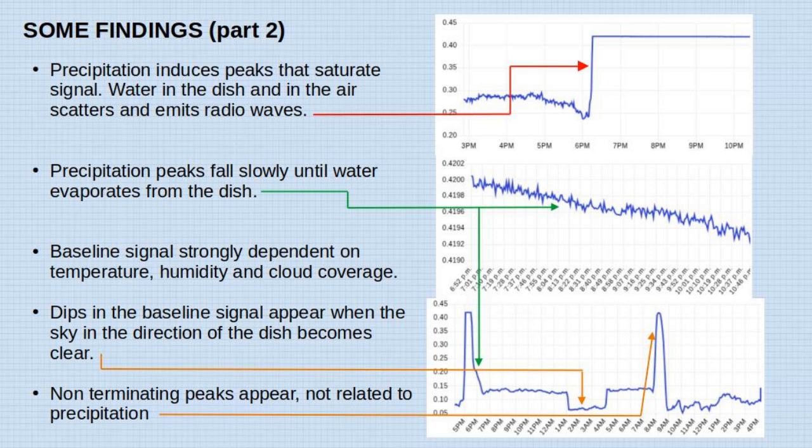The signal depends on many factors such as the sun's position, temperature, precipitation, humidity, cloud coverage, and passing cloud edges. More notably, rain creates very high peaks in our data because water on the dish and in the air scatters and emits radio waves.